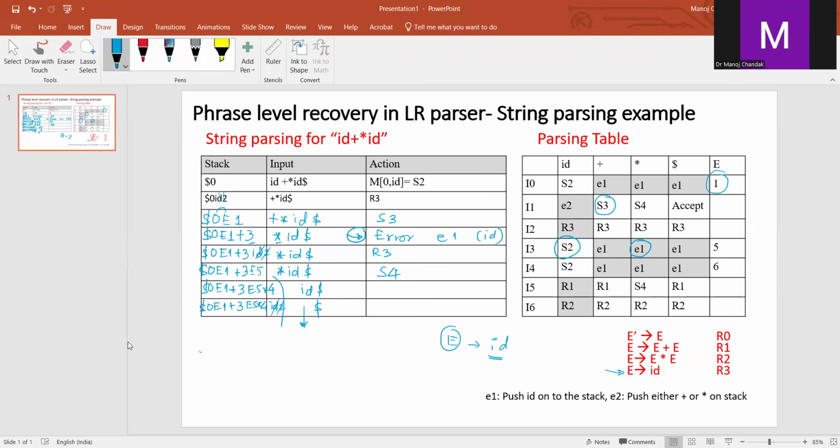And what is seen here is the important point. That is, after we run the error routine, the ID is pushed into the stack and it is covered by state 2. So I hope you understood this idea, and you can solve some problems based on similar concepts.